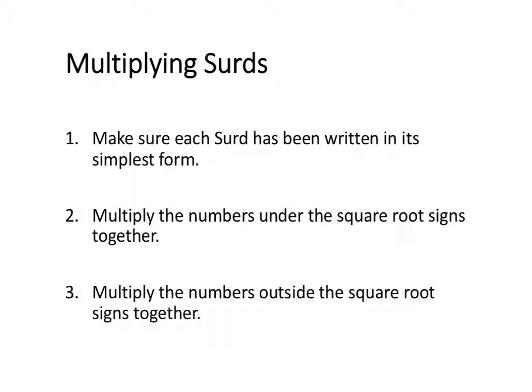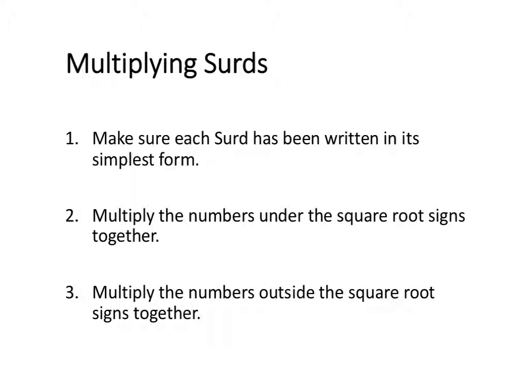In this video, we're going to have a look at how to multiply expressions that involve surds. Now, the first step in multiplying expressions that involve surds is to make sure that each surd contained within the expression is written in its simplest form. If it's not in its simplest form, you need to go and simplify it before proceeding.